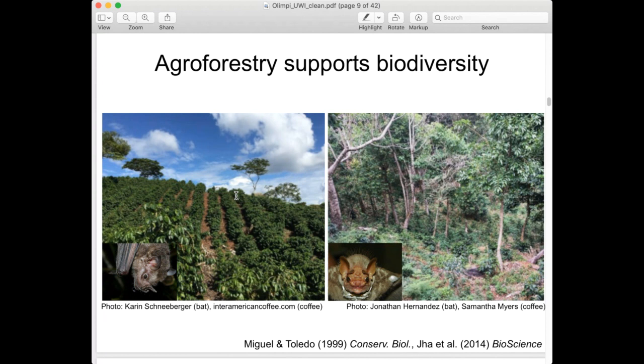And this got me thinking about, well, we know that there are differences in the plant biodiversity between systems, right? We know that the shade coffee system has more kinds of trees. But what about differences in associated biodiversity? So which species are showing up in these different kinds of landscapes? Next slide.